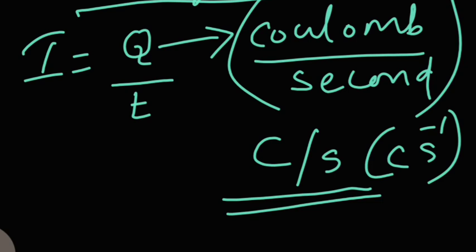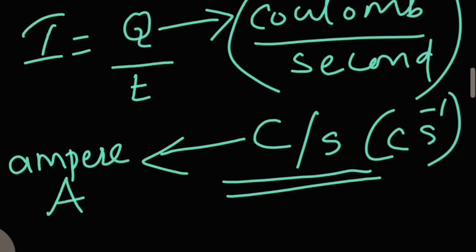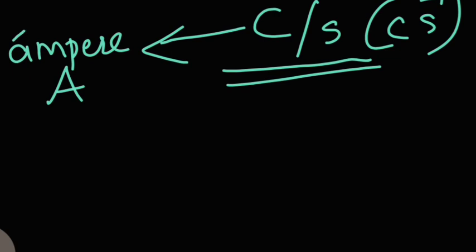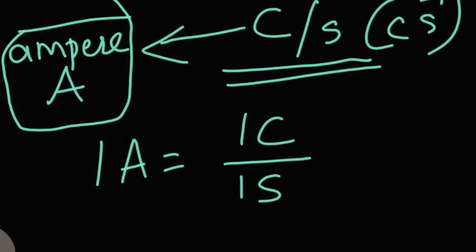And this coulomb second raised to minus 1 is given another name, and that is known as ampere. Ampere is represented using capital letter A. Okay, so the SI unit of current is ampere, which is represented using the capital letter A, and 1 ampere is equal to 1 coulomb by 1 second.